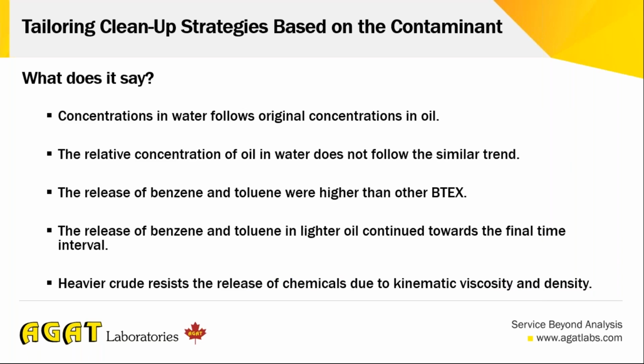Now, what does this say? Water exposed to oil receives chemicals with relative abundance in the source, which makes sense. Always in oil, we have higher F1 to F4, then we have PAHs, and we have BTEX at the lowest. The same thing happens in the water body receiving it, the water beneath the oil. F1 to F4 is the highest concentration, PAHs are the middle, BTEX are lower.